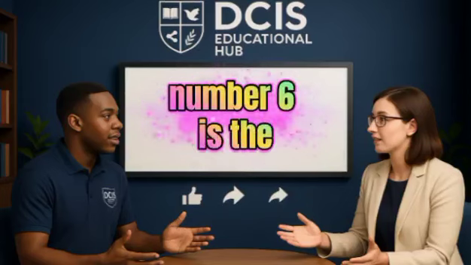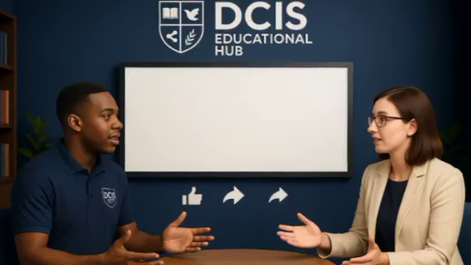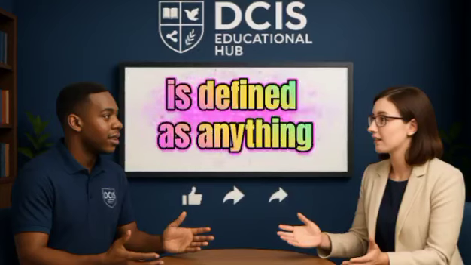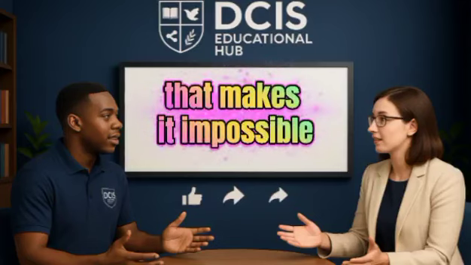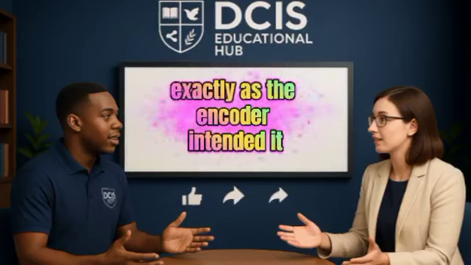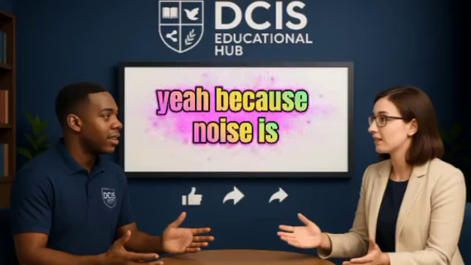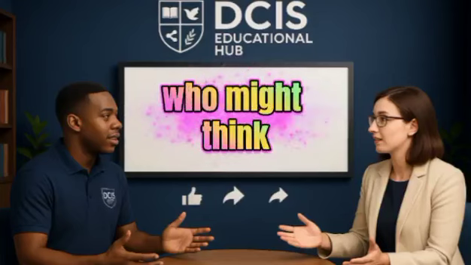Number 6. And number 6 is the great spoiler, the systematic breakdown element. Noise. Noise is defined as anything, and it can be physical or abstract, that makes it impossible, or at least difficult, for the decoder to get the message exactly as the encoder intended it. And you said this is where it gets really interesting. Yeah, because noise is often subtle. It's frequently invisible to the sender, who might think they're communicating perfectly clearly.